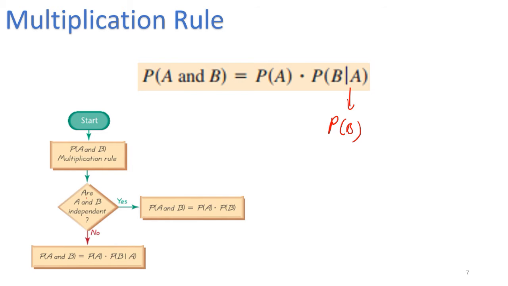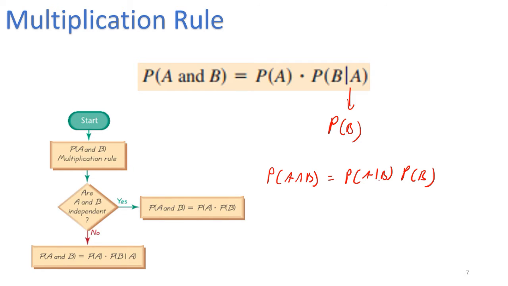If the events are independent, then the probability of A and B is simply the probability of A times the probability of B. And if they are not independent, then the probability of A and B is the probability of A times the probability of B, given that A occurred. Note this can also be written another way. I can say the probability, and I'll use this notation, is the probability of A given that B occurred times the probability of B.